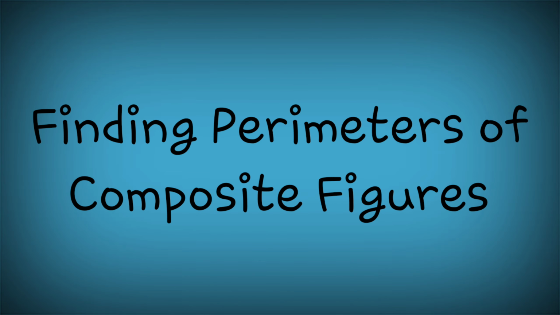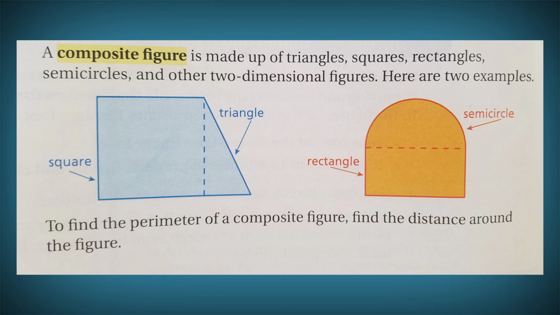In this lesson, we will be finding perimeters of composite figures. So what is a composite figure? Well, it's a shape that's made up of more than one shape. So the example they give you in blue is a square and a triangle together. The dotted line is just to show you where the two different shapes meet.